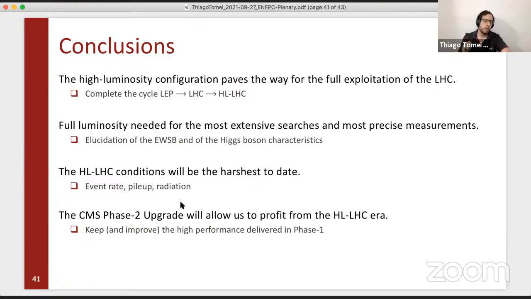These high luminosity conditions are going to be the harshest to date: highest event rate, highest pile-up. The detectors will suffer a brutal dose of radiation. And in order to cope with these conditions, we'll need to do the phase 2 upgrade. And this will allow us to profit from this high luminosity era by keeping, and in some cases even improving, the performance that we delivered in phase 1.